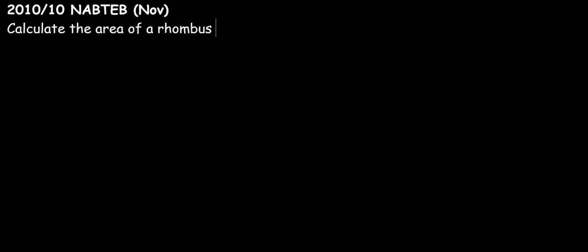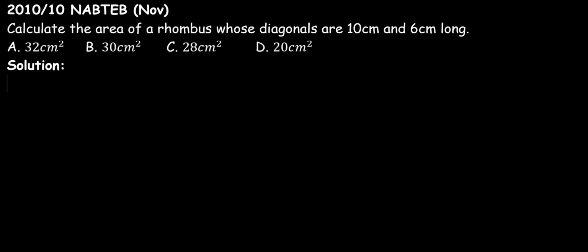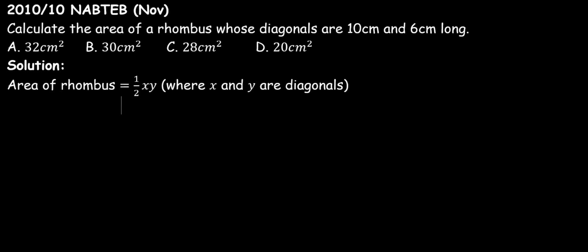Next, we take an example. 2010 November. Calculate the area of a rhombus whose diagonals are 10 cm and 6 cm long. The options are given. Solution. Area of a rhombus is equal to half xy, where x and y are diagonals. In this case, we have half times 10 times 6, which is equal to 30 cm squared.